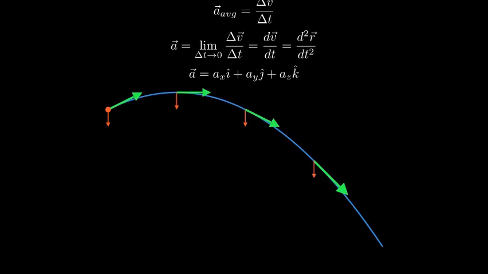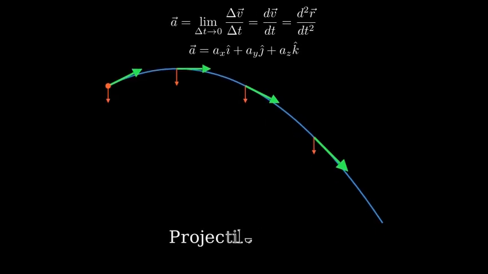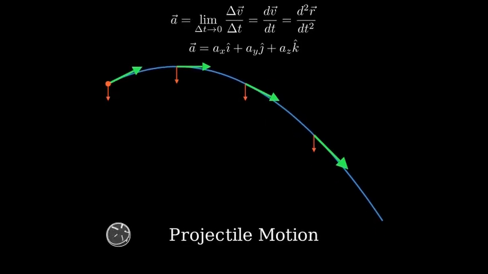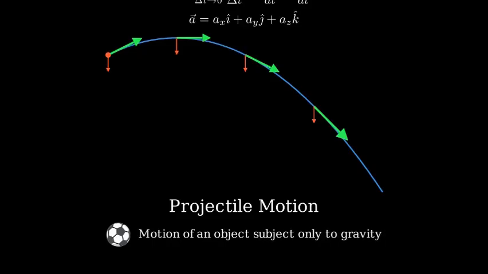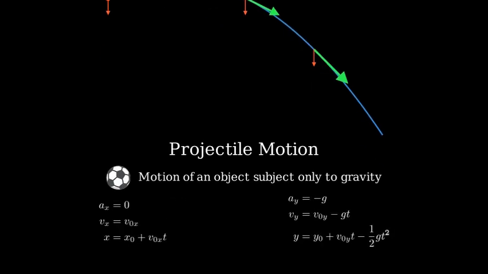Now, we can apply these concepts to projectile motion, which is the motion of an object that is in the air and subject only to the acceleration due to gravity. The most important insight here is that the horizontal and vertical components of motion are independent of each other. In the horizontal direction, there is no acceleration, so the velocity remains constant. Thus, we can use x equals x naught plus v naught t to solve anything in that direction.